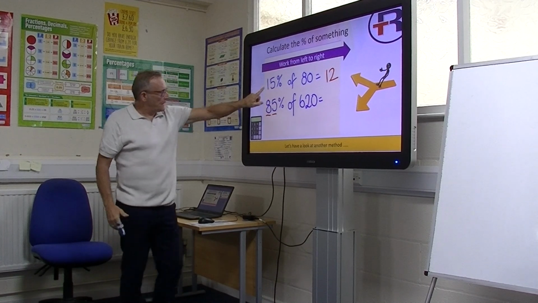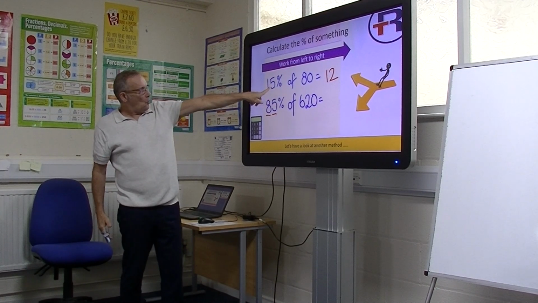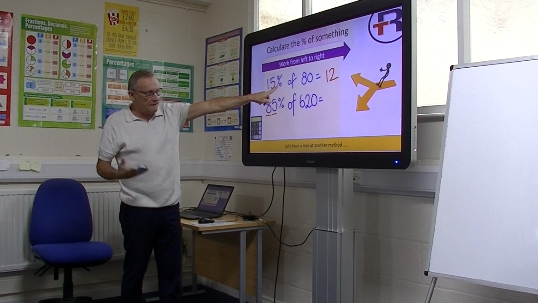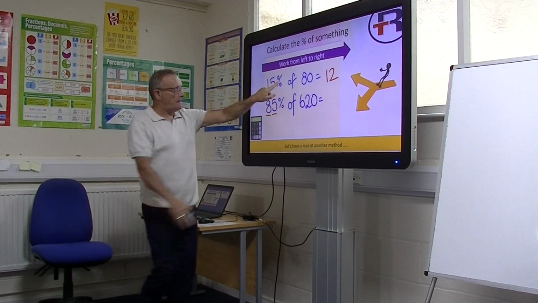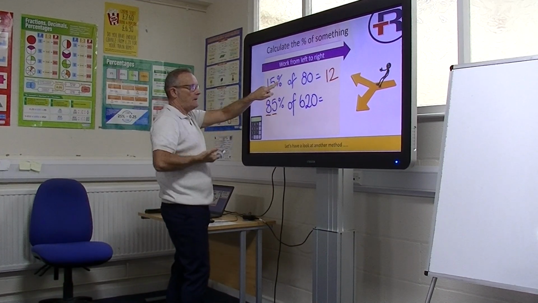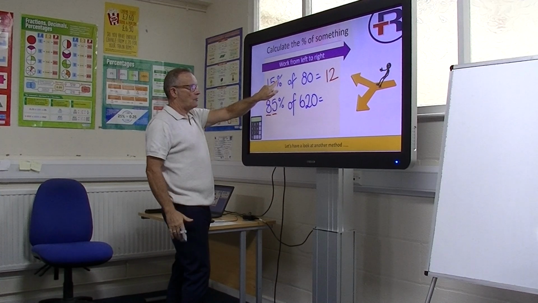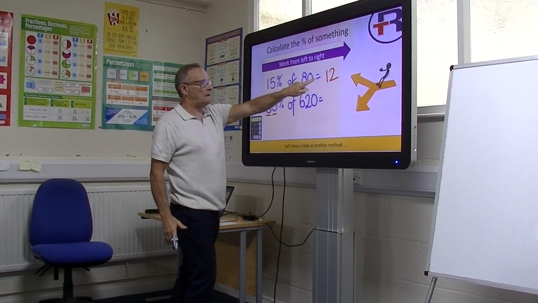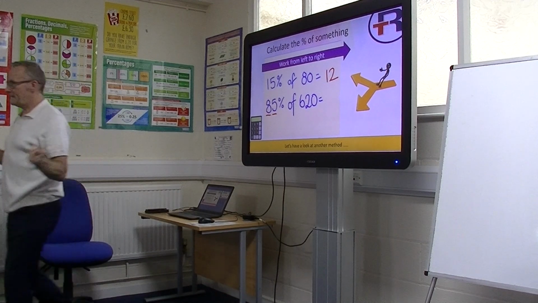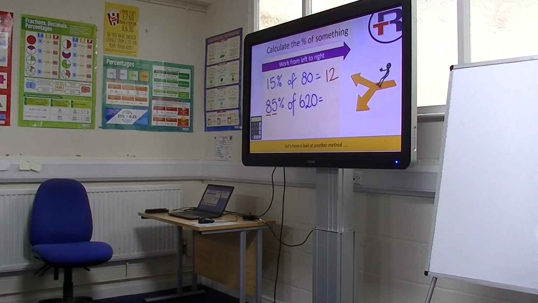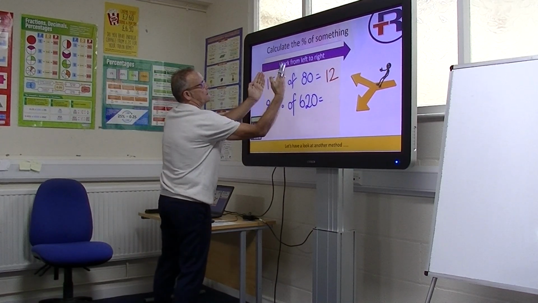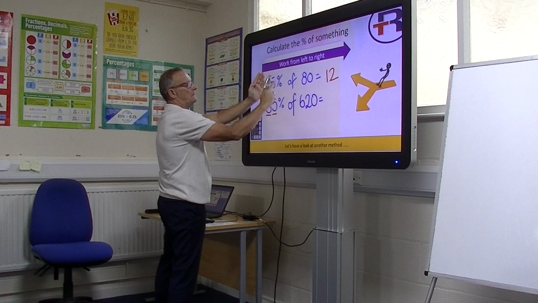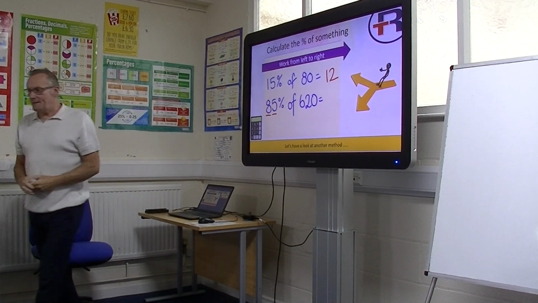15% of 80. We know what that percentage sign means. It means divide by 100. So that's 15 divided by 100. The of becomes a times sign. 15 divided by 100 times 80 equals 12. It's as simple as that. So all you've got to remember is that when you see any number next to the percentage sign, that number is divided by 100.